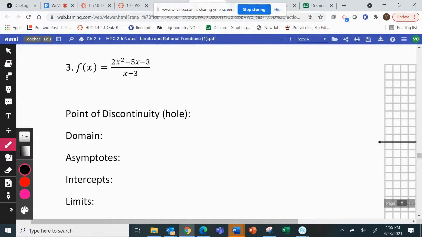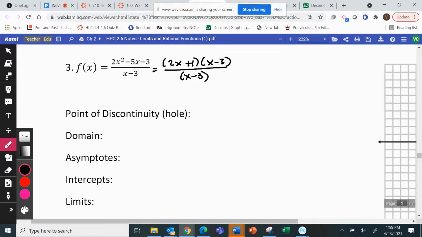What should I do first? Factor it. Factor it. 2x plus 1 times x minus 3 over x minus 3.